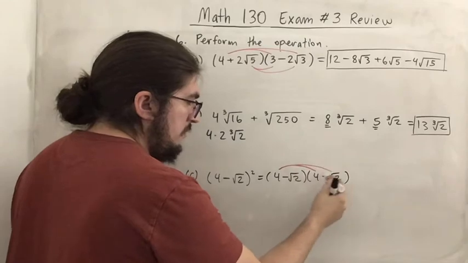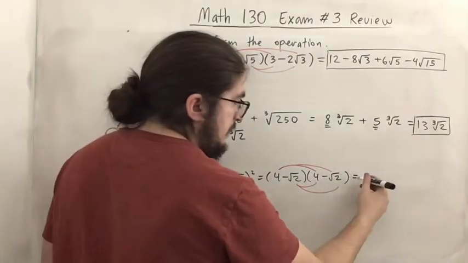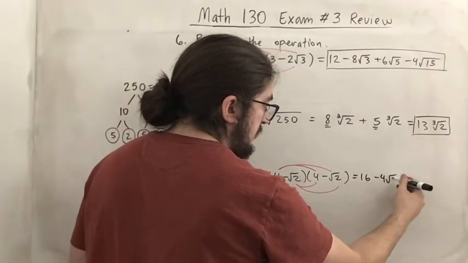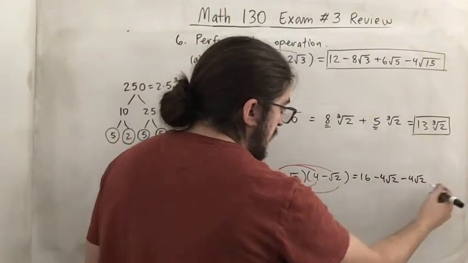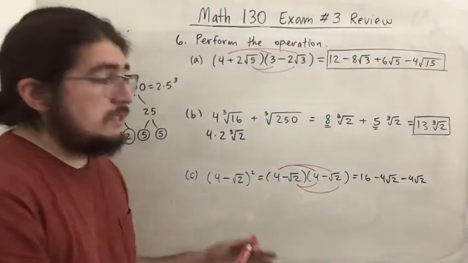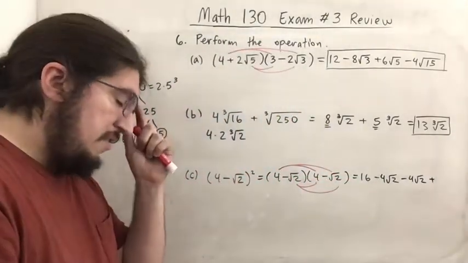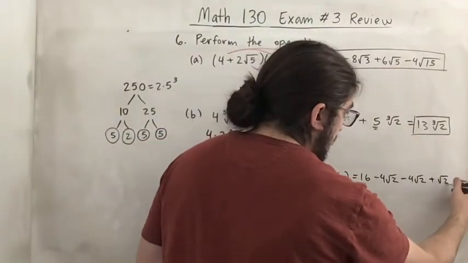4 times 4, 4 times that, that times 4, that times that. So 4 times 4 is 16. 4 times negative radical 2 is negative 4 radical 2. Negative radical 2 times 4 is another negative 4 radical 2. And negative radical 2 times negative radical 2 is positive. There's a few ways of seeing this. If you want to write it as positive radical 2 squared, that's a nice way of seeing that.